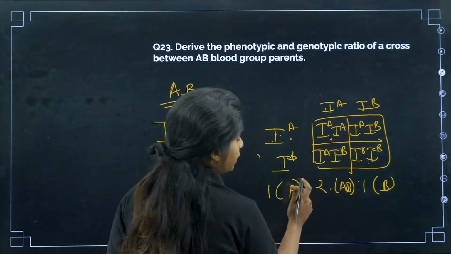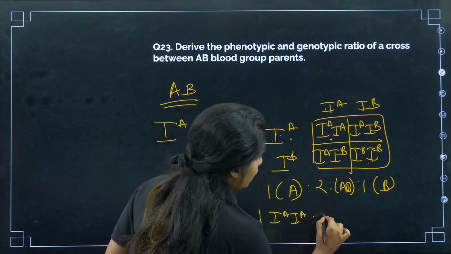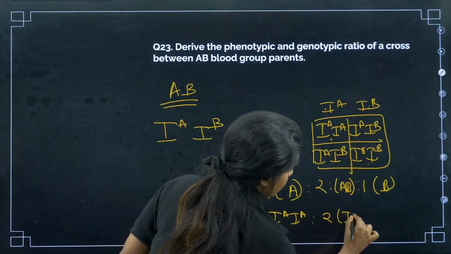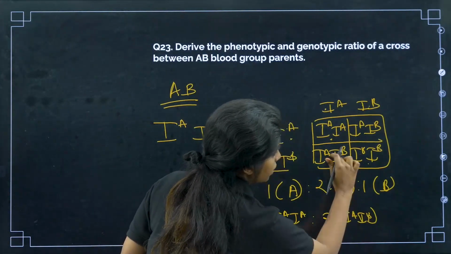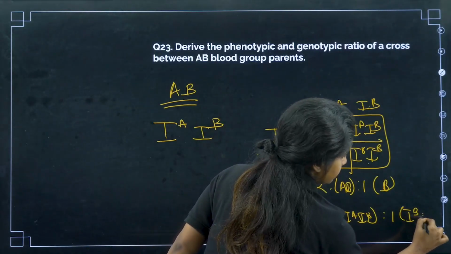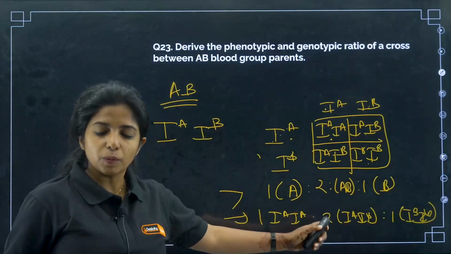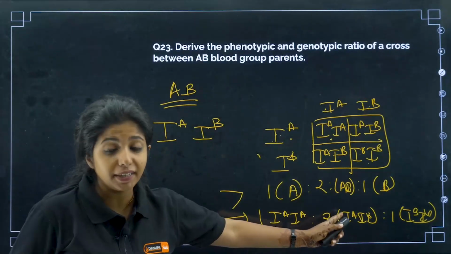Genotypically, how do they look, my dear children? Only one is IA IA. Two of them are IA and IB, as you can see over here, this and this, and one of them is IB IB. This is the genotypic ratio. Genetically, they look like this. So the phenotypic and genotypic ratio is the same, but you have to write it properly.